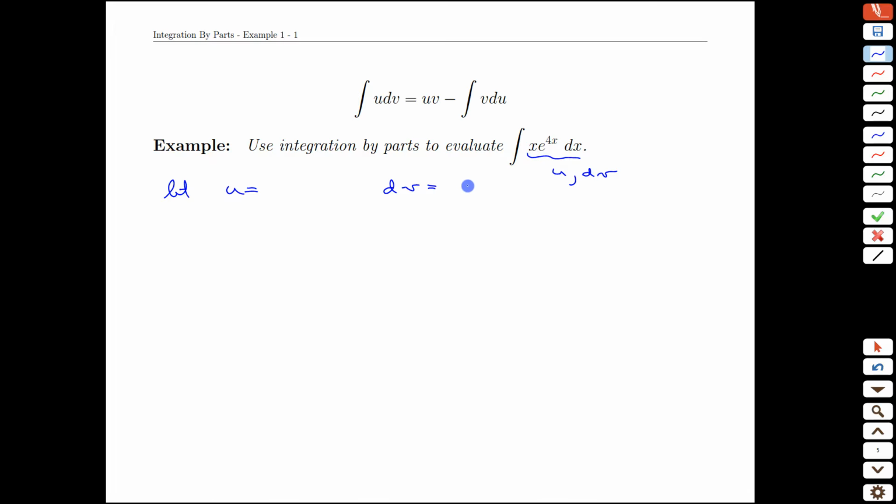For now, I'll do that for you, and then we'll investigate the subtleties of how to choose these in a most appropriate or most effective way. But for now, let's just split this right here. We're going to call the x part u, and we're going to call e to the 4x with the dx dv. This puts the d things on an equal footing.